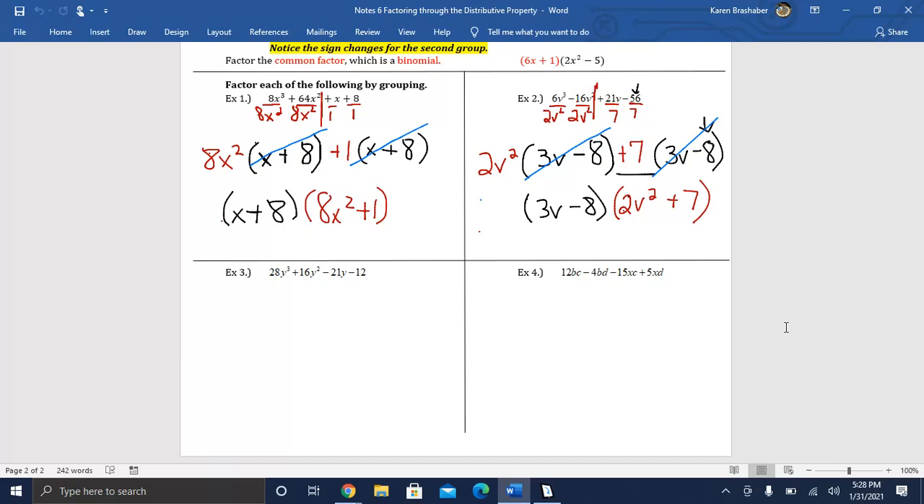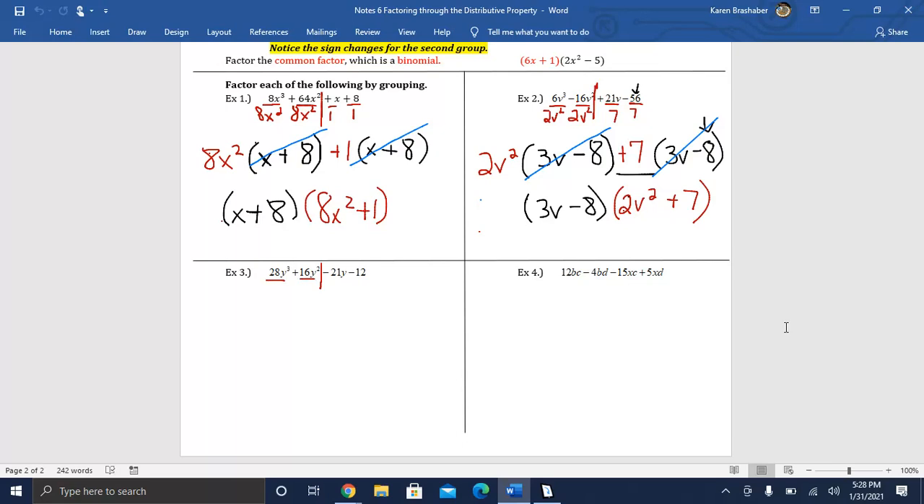I'm going to look at example number 3. We have 28y to the third plus 16y to the second minus 21y minus 12. Again, I might think of 2 or 3 as possible numbers to divide in each one of these terms, but nothing works. So I've drawn my cut line. I'm going to think about only those first two terms.